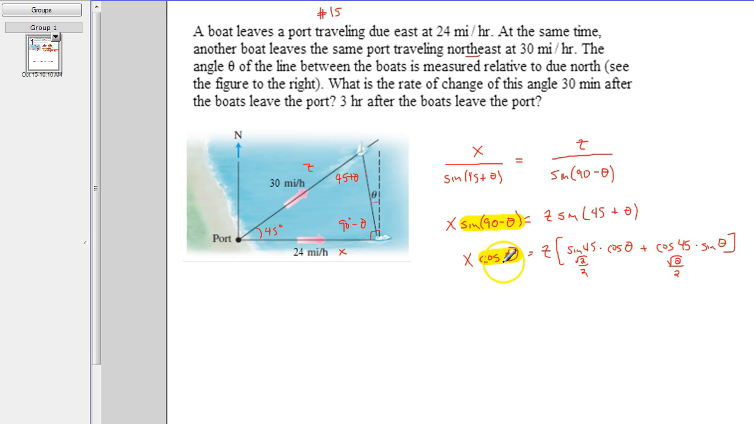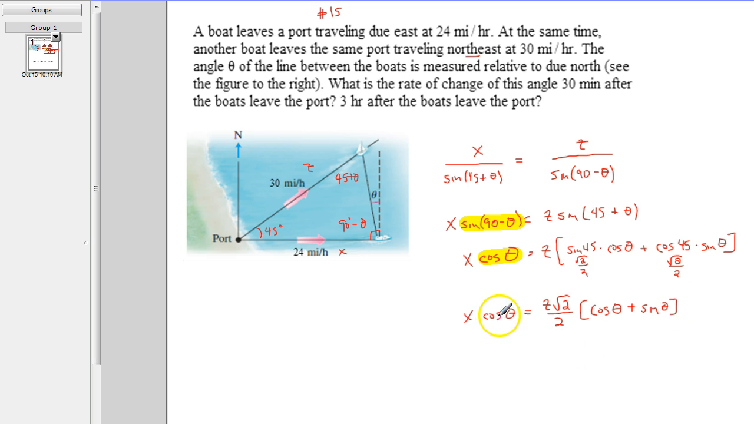So we end up with x cosine theta equals z times this, times the cosine, plus this times the sine. This thing right here I'm going to factor out since it's common. I'm going to factor it out and put it with the z. And now I've got x cosine theta equals z times the square root of 2 over 2, just factoring this common term out. And then I'm just left with cosine theta plus sine theta in the bracket.